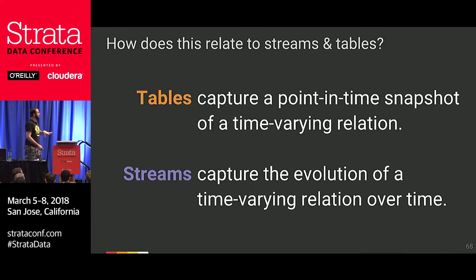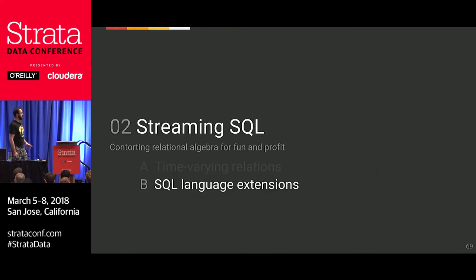So to summarize, how do time-varying relations relate to streams and tables? Well, tables capture a point-in-time snapshot of a time-varying relation, and streams capture the evolution of a time-varying relation over time. All right. Great. Let's actually get to talk about SQL language extensions. This is probably what you thought this talk was going to be about. I have all of 2 slides for this.